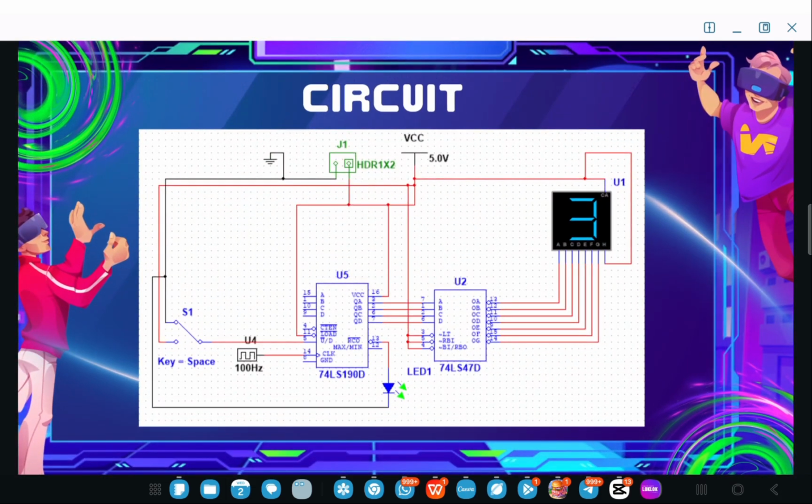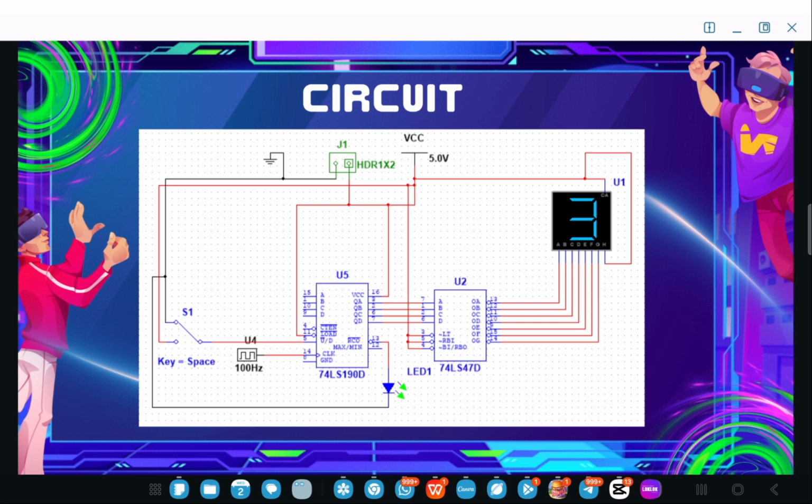Now, I will explain all the components used in the circuit, including the power supply, and how each part works together to make the up and down mode 10 counter function. First, the power supply. The circuit uses a DC power supply, usually 5 volts, standard for TTL logic. This power is connected to all logic ICs and flip-flops to make sure they work properly. The ground is also connected to complete the circuit.